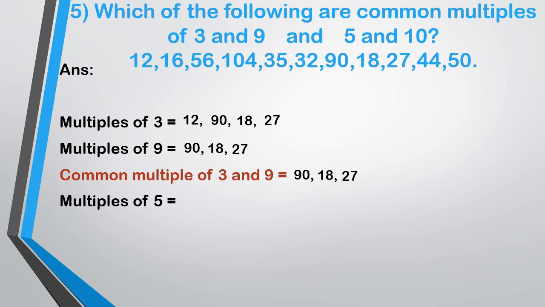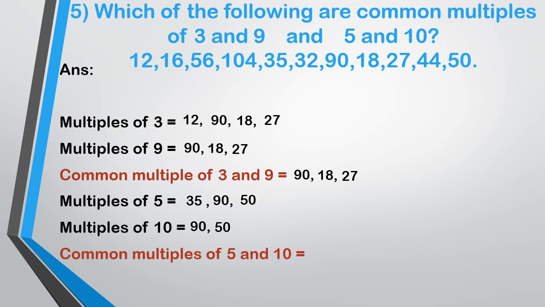Then multiples of 5: 12, 16, 56, 104 don't come in 5 table. 35 comes in 5 table. Then 32, no. 90, yes, 90 comes in 5 table. 18, no. 27, no. 44, no. 50, yes, 50 comes in 5 table. Then multiples of 10: 12, 16, 56, 104, 35, 32, no. These numbers don't come in 10 table. 90 comes in 10 table. Then 50 comes in 10 table. Okay, if a number ends with 0, it is a multiple of 10. Okay, so 90 and 50.